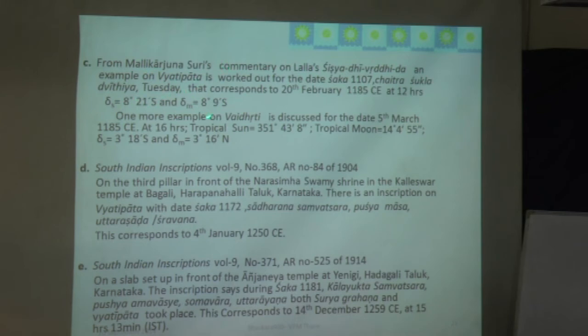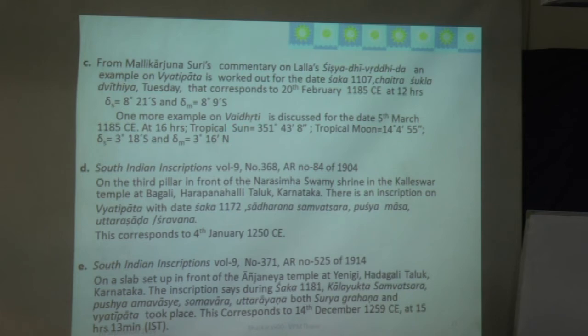In Mallikarjuna Suri's same commentary, we also find an example on Vaidhrti, which is discussed for the date 5th March 1185 CE. At 16 hours, the tropical sun and the tropical moon are given like this, whereas the declination of the sun is 3 degrees 18 minutes south and the declination of the moon is 3 degrees 16 minutes north. This is an example for Vyatipata.